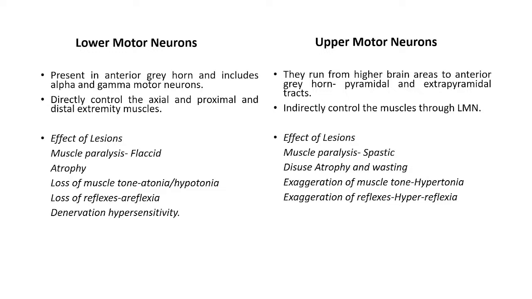You cut down the nerve supply of a muscle, such a muscle is hypersensitive to circulating neurotransmitters, leading to denervation hypersensitivity. Because of that they may show fasciculations and fibrillations also.